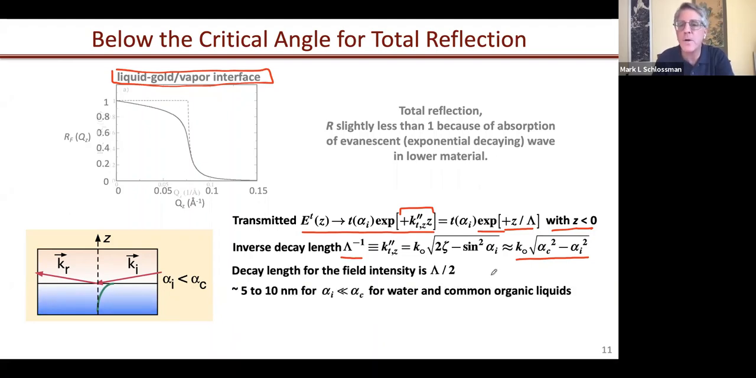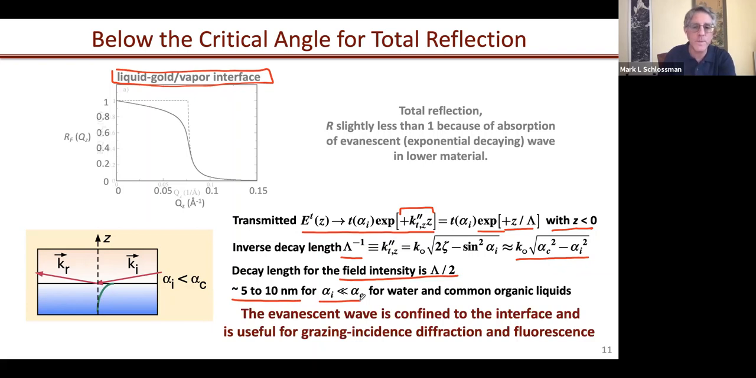If you look at values when alpha I is much less than alpha c, then it's basically k naught times the square root of alpha c squared, which turns out is just a convenient way of writing the critical q value. So lambda goes like 1 over qc. Actually, let me take a step back, because I don't want the decay length for the field. I want the decay length for the field intensity, which is half of that of lambda. So the decay length for the field intensity is about 5 to 10 nanometers when you're far below the critical angle for water and common organic liquids.